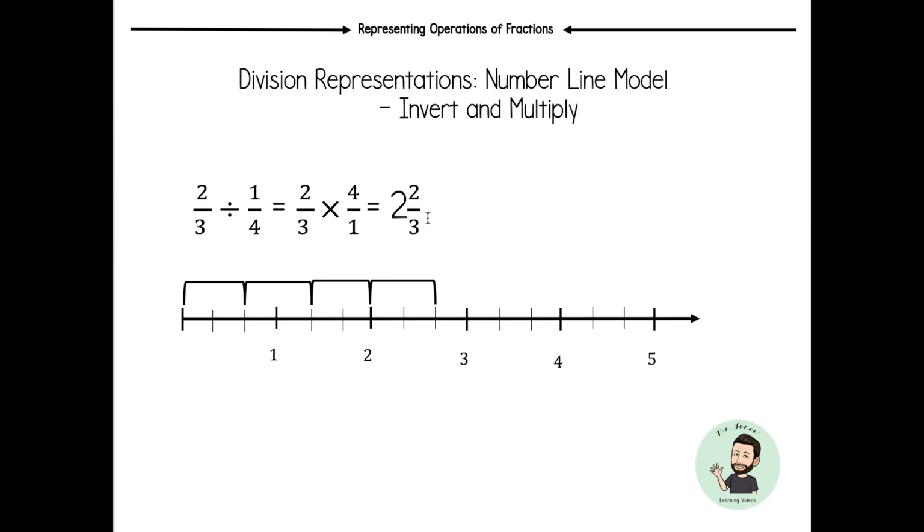2 2/3. So in representing that here, I have 1, 2, 3, 4, 5 along the bottom, and then I've divided the line in between the whole numbers into thirds, and I'm skipping by 2/3 at a time. And I've done that 4 times, and that brings me to 2 and 2/3.